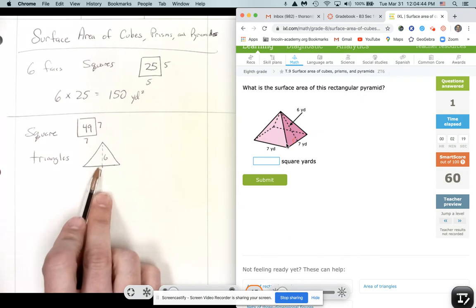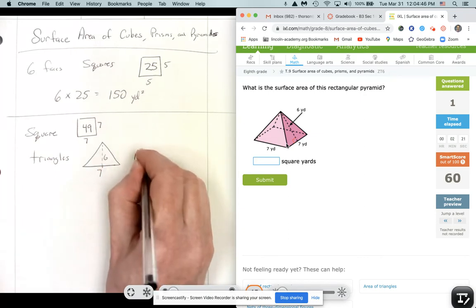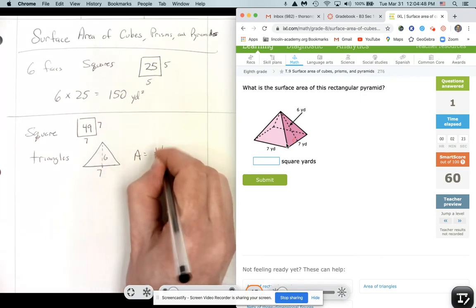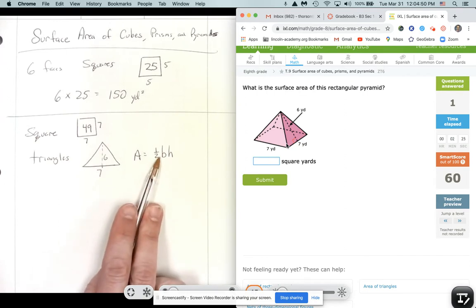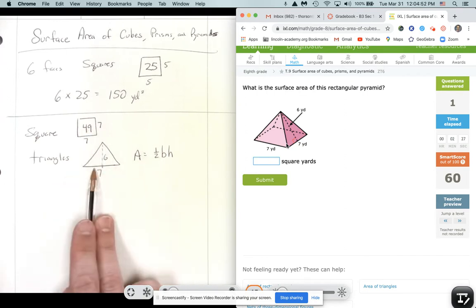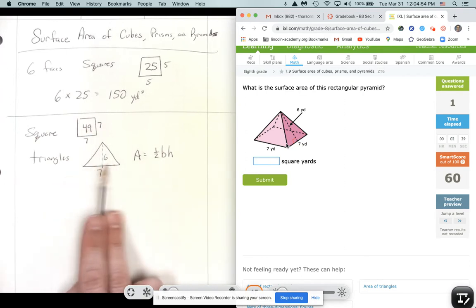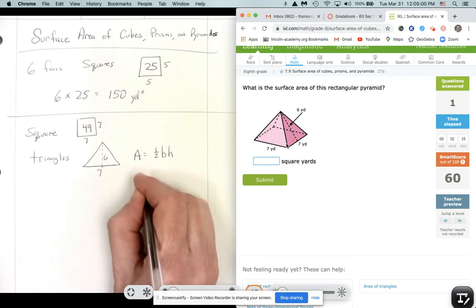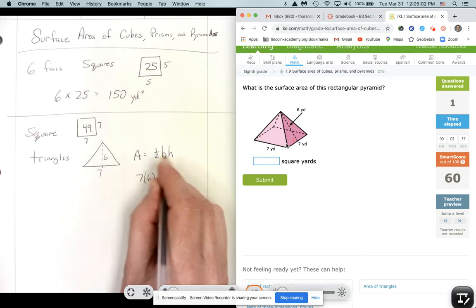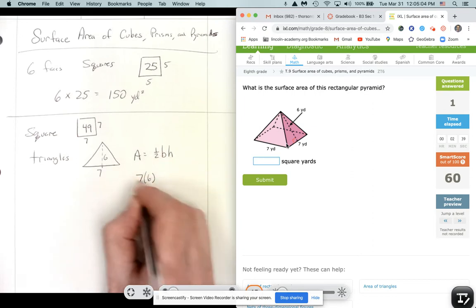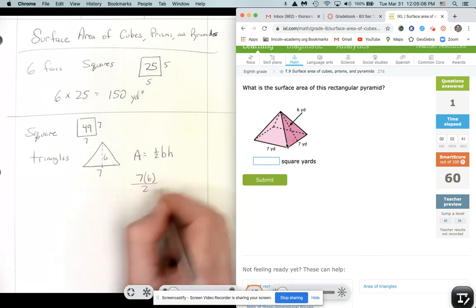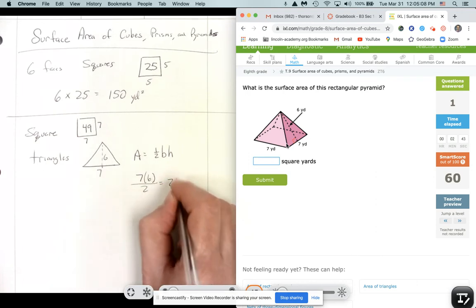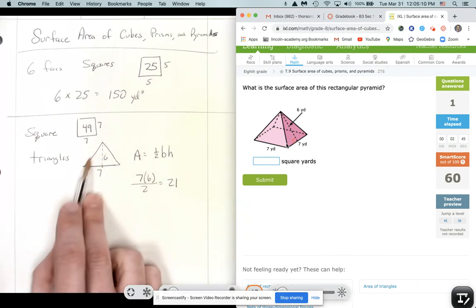The area of the triangle, now remember, the area of a triangle is 1/2 the base times the height. This is a different base than that one. The length of the bottom of the triangle is 7, times the height, which is 6. So I'm going to go 7 times 6. That's my base and my height. And then I'm going to do 1/2 of that, or divide it by 2. That's going to give me 21 as the area of my triangle.